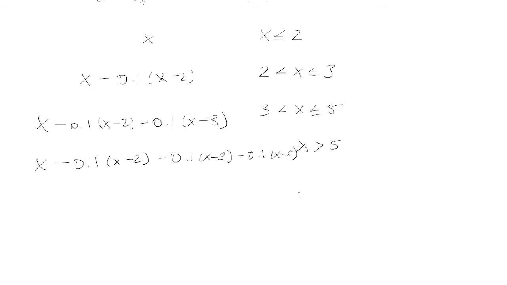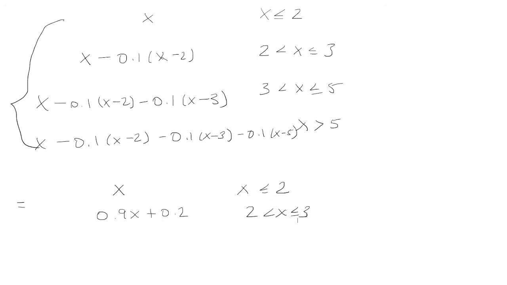And now what we have to do is simplify. So this whole thing is equal to p of x. So obviously x is going to be when x is less than or equal to 2. Now this one, we have x minus 0.1x. That's going to give us 0.9x. And then negative 0.1 times negative 2 is positive 0.2. Next one, we have x minus 0.1x minus 0.1x as well. So that's going to be 0.8x. And then negative 0.1 times negative 2 is positive 0.2. Negative 0.1 times negative 3 is positive 0.3. So this is going to be positive 0.5.